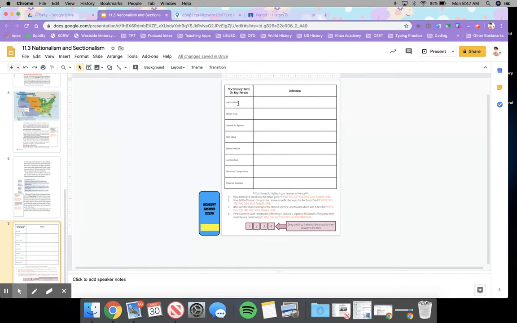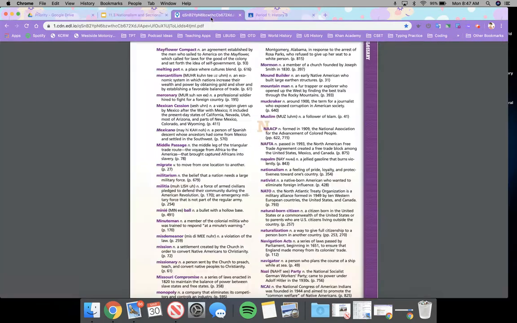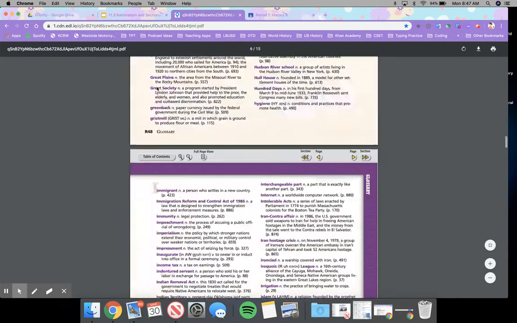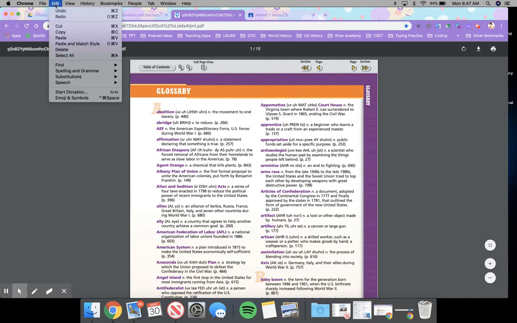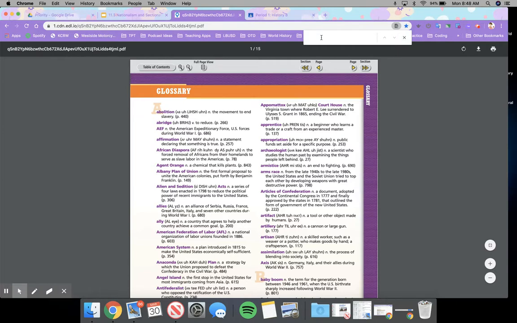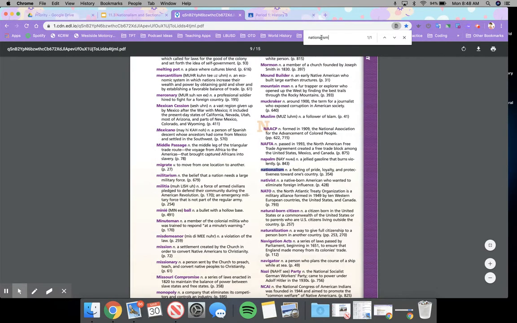So the first one is nationalism. I could go up to the first page where nationalism is and find the answer there, but I've also included for you in this assignment the glossary. So if I start back up at the top, if I go to edit and then find, and then find again, this little prompt will show up. And I'm going to type in my first word, nationalism. Okay. Here is my answer here.